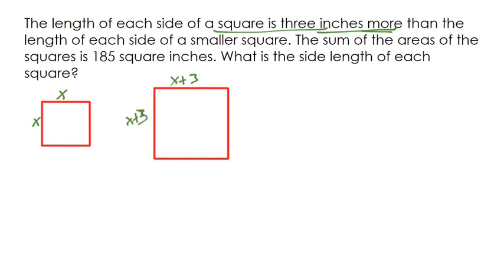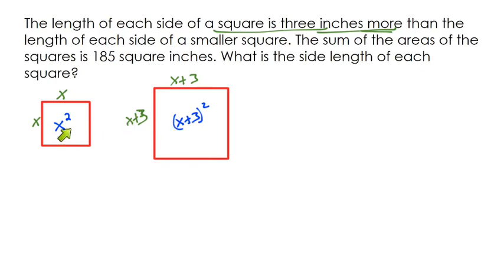Basically we need to know how to find the area of a square, so I'm going to write the area inside in blue for each one of these. For the smaller square, it's length times width, so x times x gives us an area of x squared. For this bigger one, it's the same thing but with x plus 3 squared. And then we're ready to set up our equation.